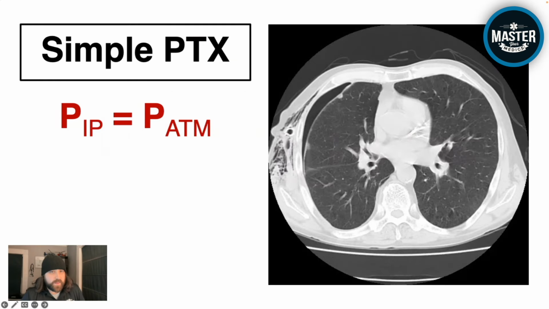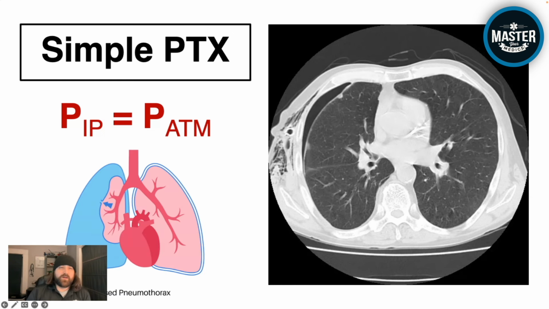So we have a simple pneumothorax, right? And in simple pneumothorax, the intrapleural pressure is equal to the atmospheric pressure. And good news, right? We can overcome that. We can increase respiratory rate. We can increase our work of breathing, right? It's not like the lung has fully collapsed. So we just need to compensate a little bit, right? You can survive off one lung.